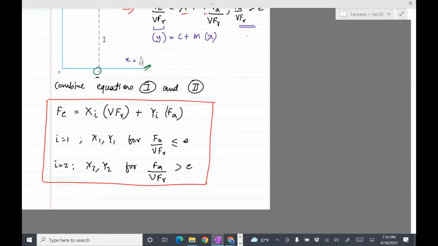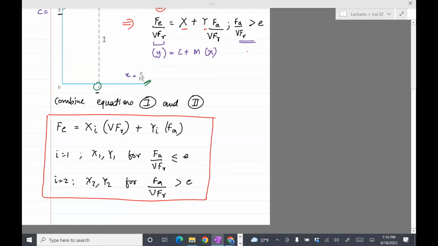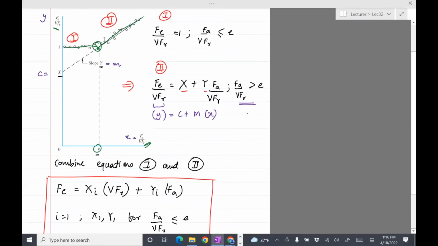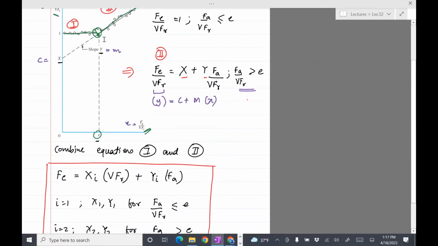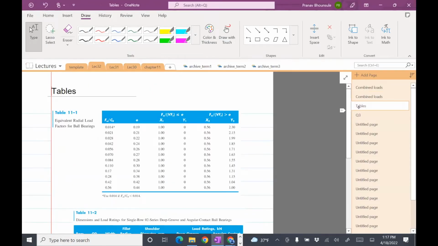Now the question is, how do you compute XI, YI? Those things come from experiments. These dots, the circles, came from experiments. So you need to basically curve fit these points using the green line I drew there, and then find the constant. So there's a table in the book which gives you these values.